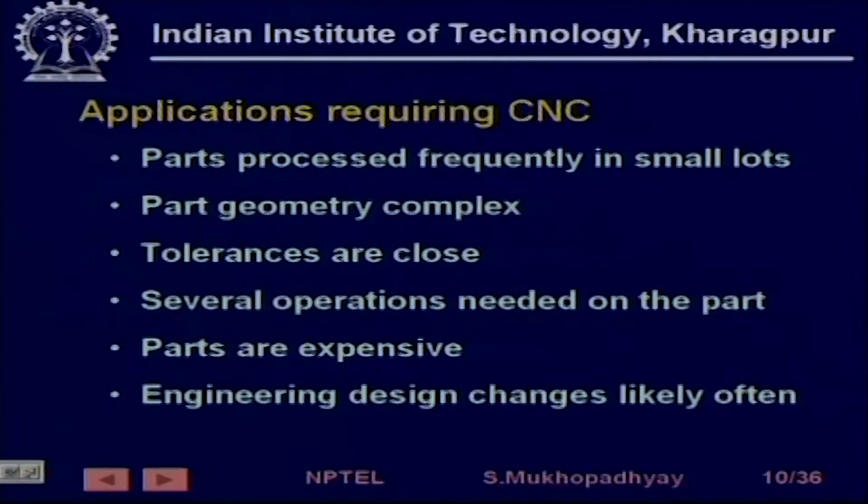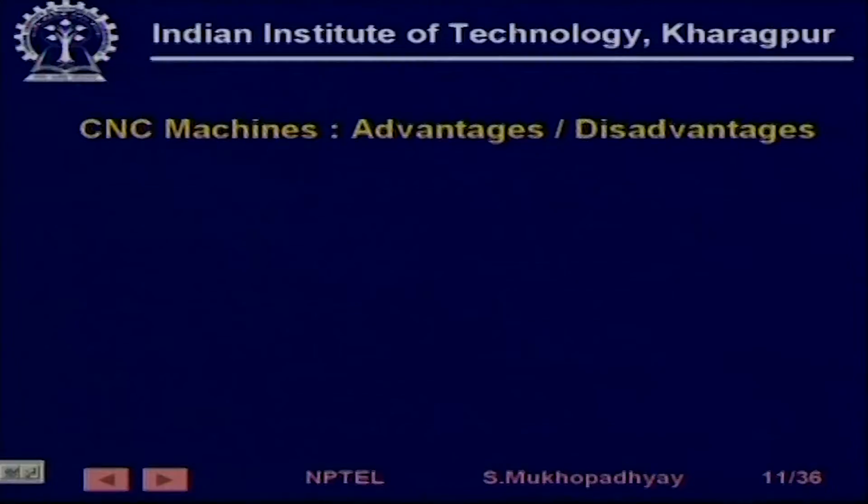When engineering design changes are likely, again this is also related to setup time. So you see that there are basically 2 points. One is situations where a good amount of setup time is required, and secondly situations where very high skills to cater to complex geometry and close tolerances are required. It is for these 2 reasons that CNC scores over non-CNC or manually operated machines.